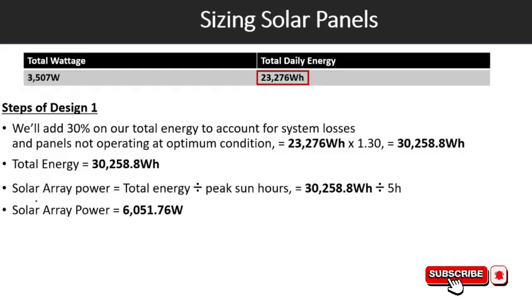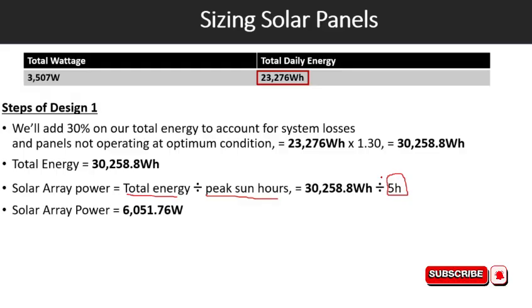Now the next thing is to know our total array power, and the formula for knowing our total array power is our total energy divided by our peak sun hours. Now our total energy from this example is 30,258.8 watt hour, and we are using peak sun hours of 5 hours. For this example, the peak sun hour of our location is 5 hours.